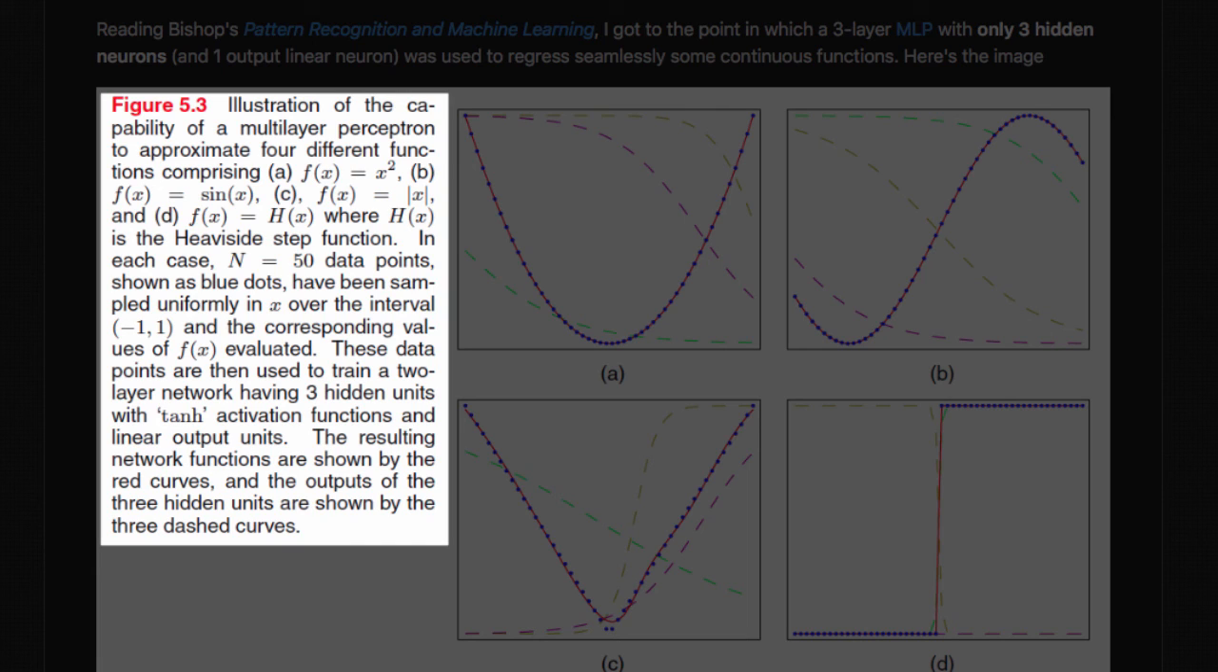These data points are then used to train a two-layer neural network, having three hidden units with a tanh, which is similar to the sigmoid but goes from minus 1 to plus 1, as activation function, and linear output units. So there is no non-linearity after the last layer. The resulting network functions are shown by the red curves here in the picture, and the outputs of the three hidden units are shown by the three dashed curves.